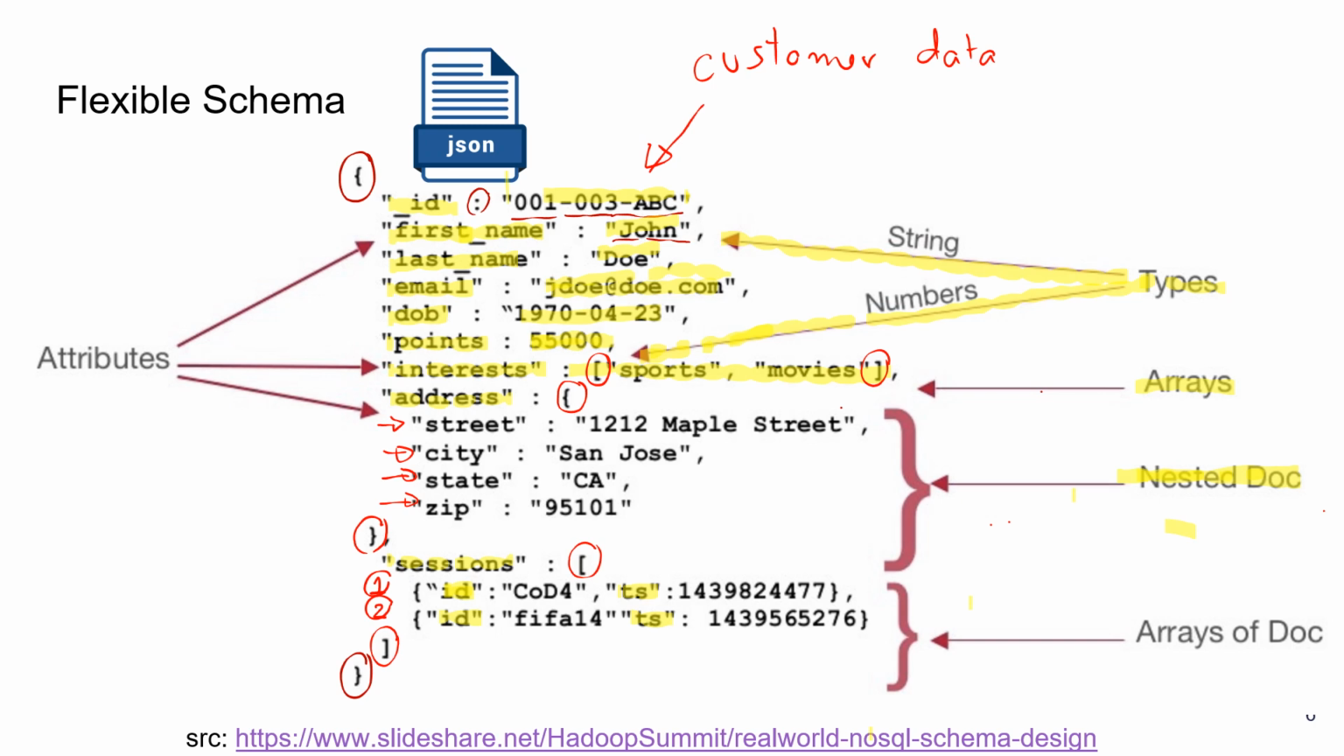That is, we have his or her ID, first name, last name, email, date of birth, and points, interest, and the address. As well as we have the sessions data, that perhaps shows when the customer logged into the system.